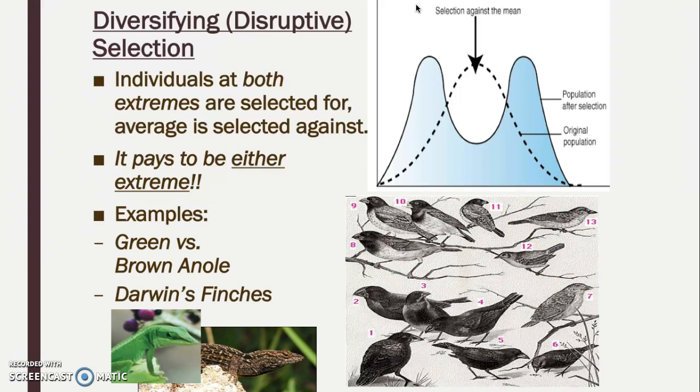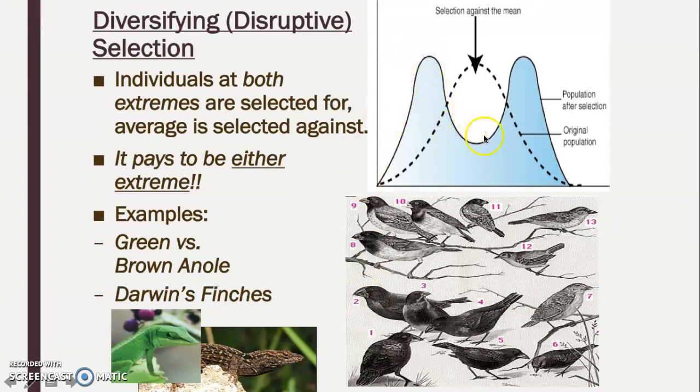Examples of this could be if we look at these different lizards in the bottom, the anole. It is favorable to be extremely green or to be this darker brown color, but anything in between is just not favorable.